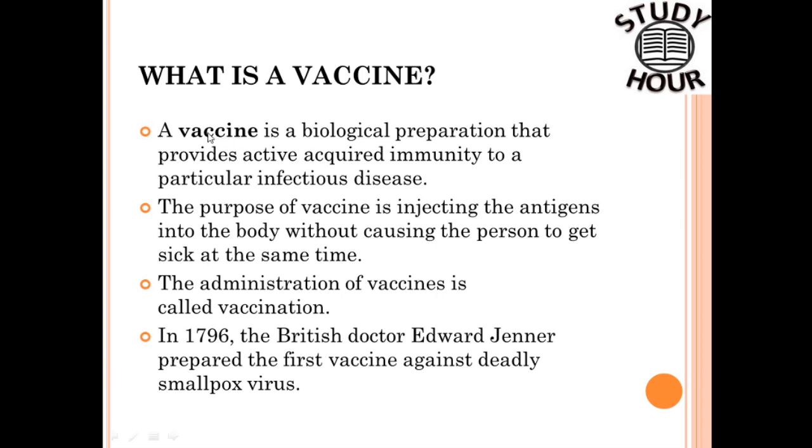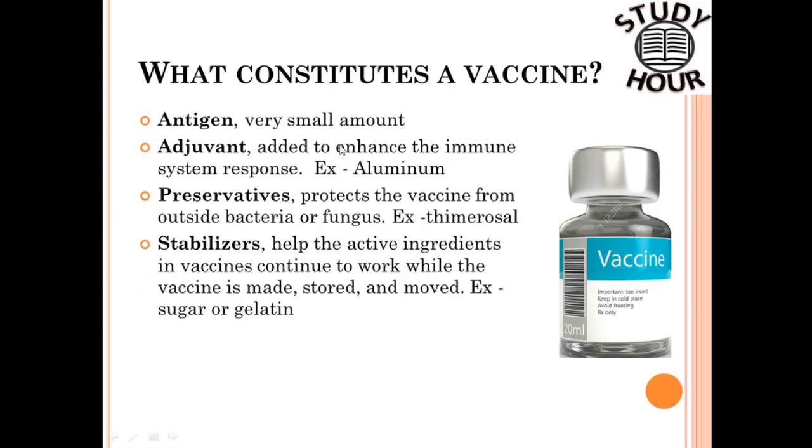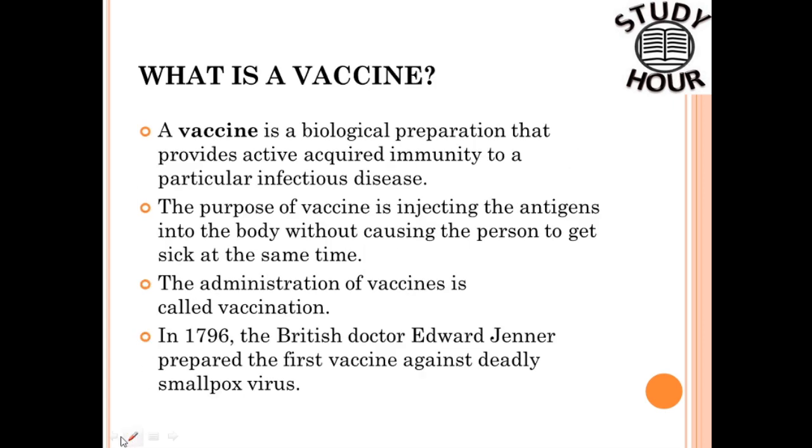A vaccine is a biological preparation that provides active acquired immunity to a particular infectious disease. See, there are two types of immunity, innate immunity and acquired immunity. Innate immunity is present by birth and acquired immunity is the one that we develop after birth through vaccines.